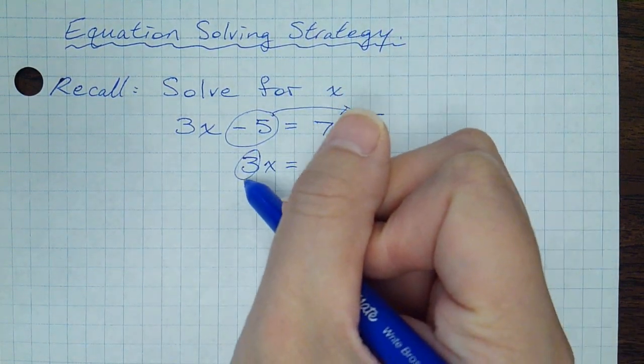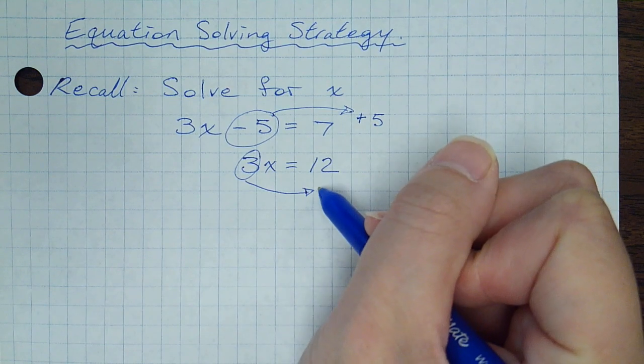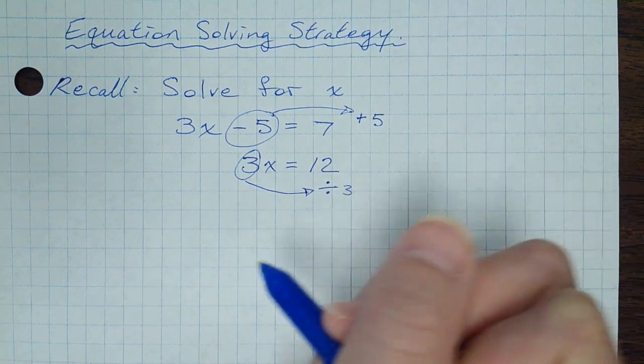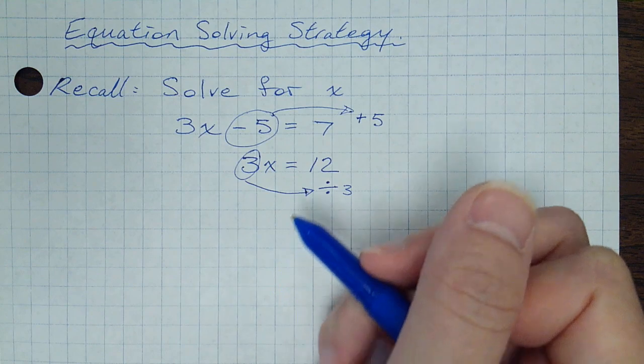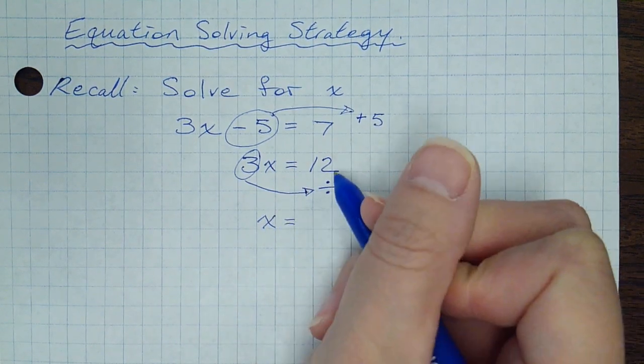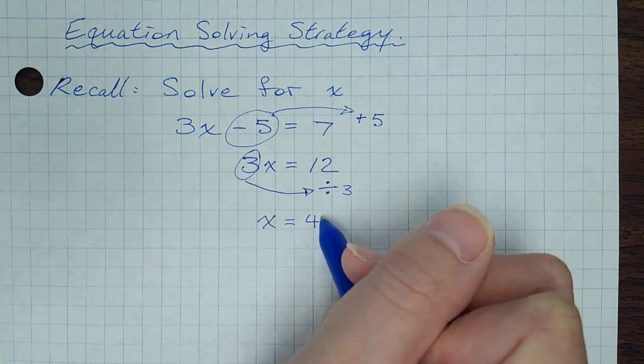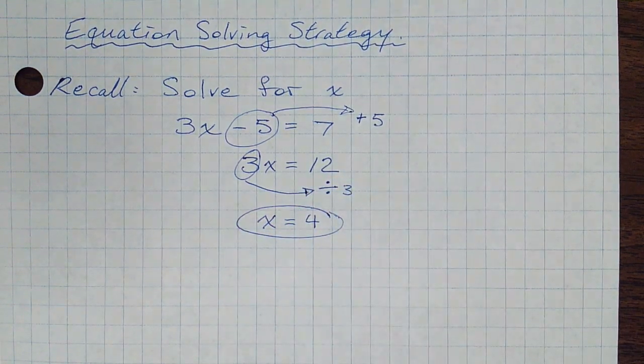Yeah, divided by 3. The 3 goes on the bottom, so divided by 3. After I move that 3, what's left on the left side? Just x. So 12 divided by 3, I get 4, and that's my answer.